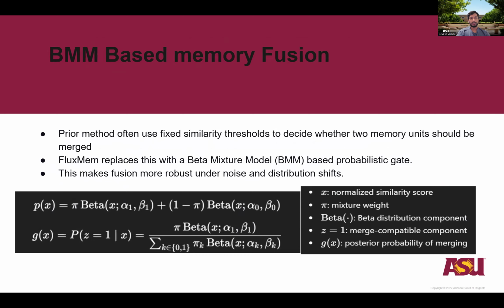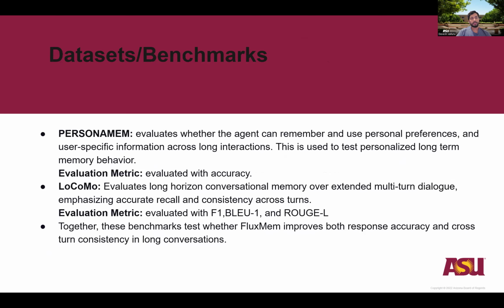to send that particular page into the memory system. This makes the fusion more robust under noise and distribution shifts. Previously we had only a threshold, and if we had some noise, it could go over the threshold, and we didn't have the cushion to see whether this goes into the correct episode or not.